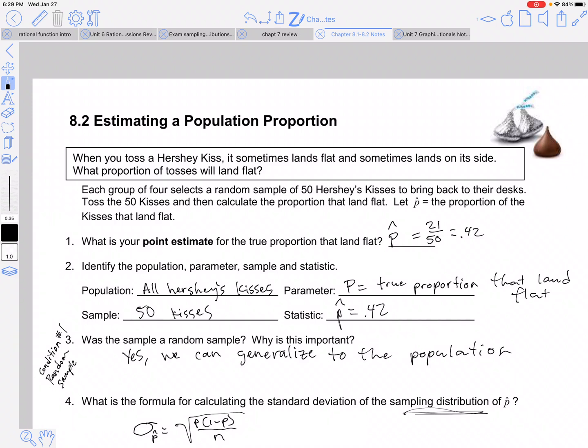All right, this is 8.2, estimating a population proportion. We're actually going to create full-on confidence intervals today. So for people that come to class, we're going to do this activity.